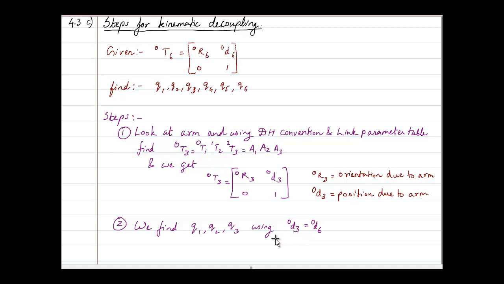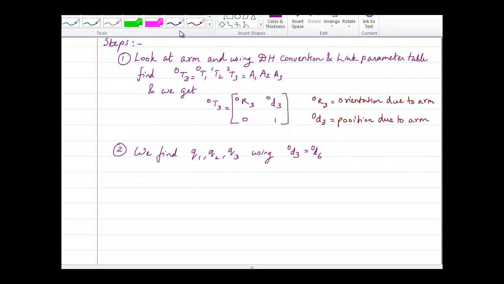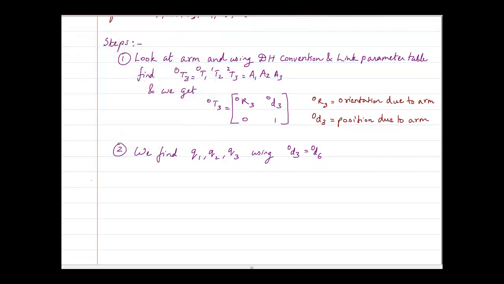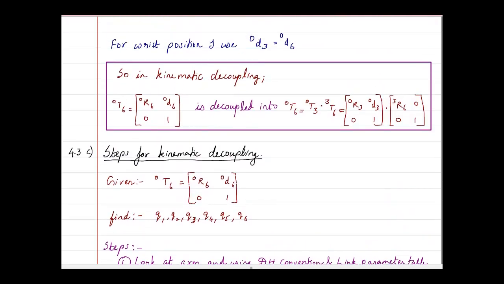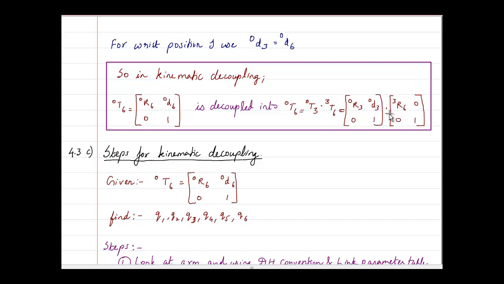So we have got Q1, Q2, Q3. Now what is remaining is Q4, Q5, Q6. For that, we have to write the third step. What is the third step? We first find 3R6. If you remember, 0R3 we just now found, 0D3 we just now found, so only 3R6 is remaining.